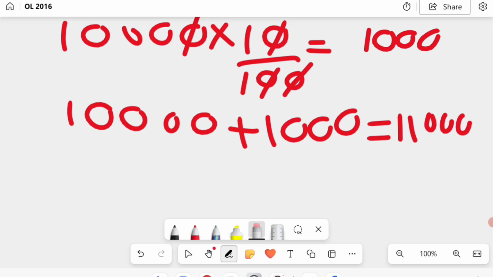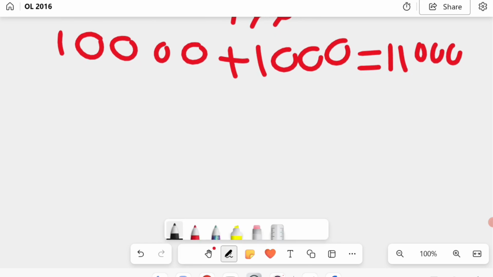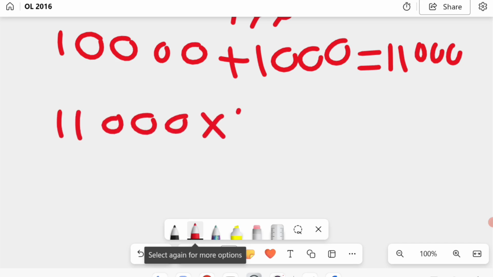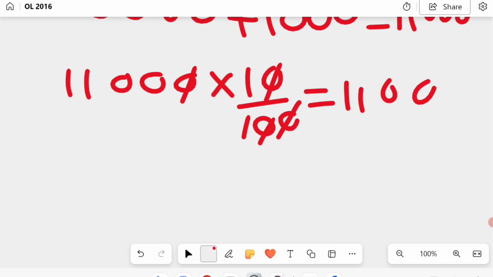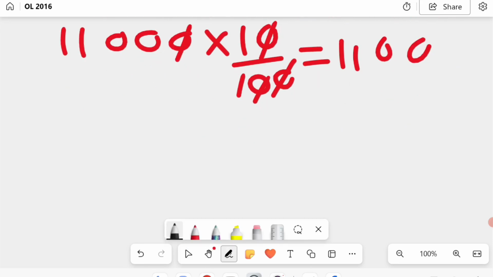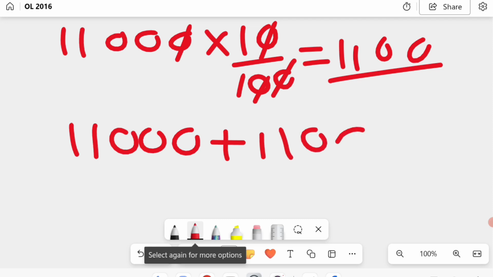Then we can calculate interest for the second year. We have to multiply 11,000 by 10% to get the interest for the second year. Now it is 1,100 rupees. Then the total amount in the bank account should be 11,000, the amount for the second year, plus this interest, 1,100 rupees. It is 12,100 rupees.